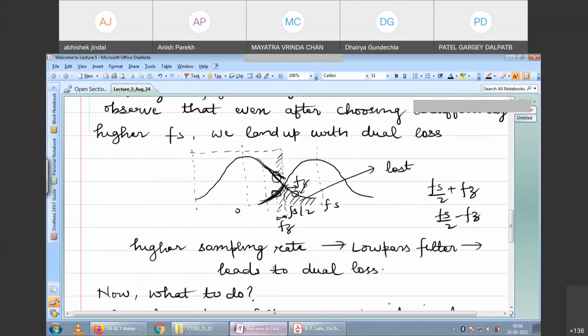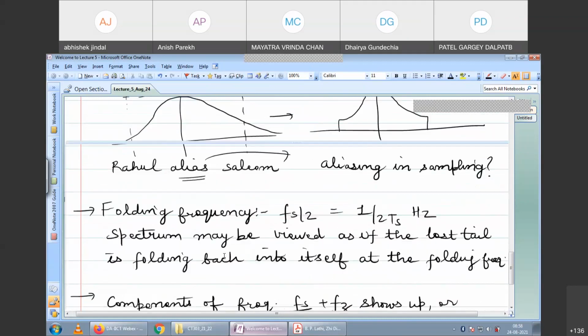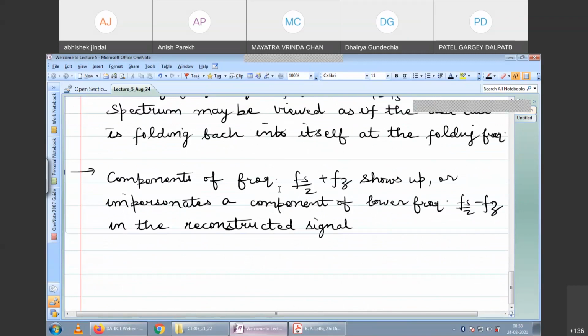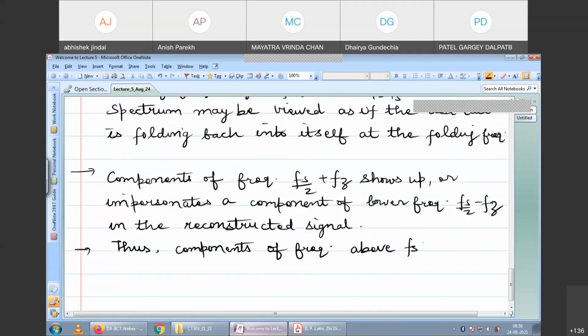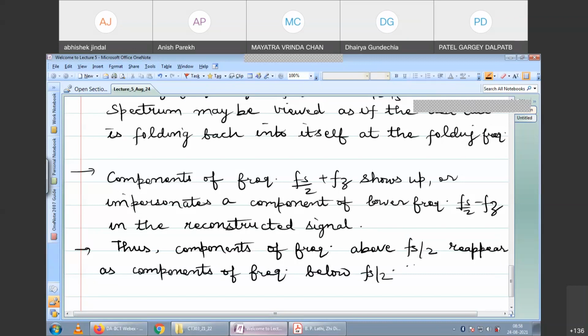So when we say that Salim impersonates Rahul, it means that Rahul and Salim are now the same. It's Rahul alias Salim. Let me write it down. Thus, components of frequency above fs by 2 reappear as components of frequency below fs by 2. This is known as either spectral folding or alias.